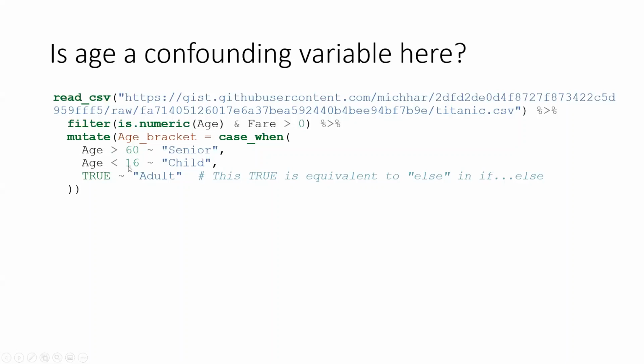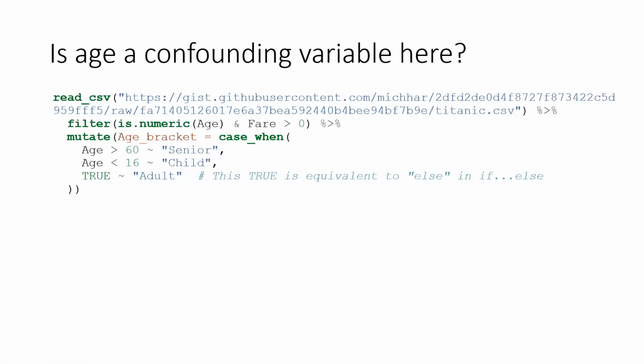If age is less than 16, then they're a child. And if none of those things are true, basically our else statement, then they're an adult. So this is a bit of a confusing way to show this. I personally prefer using if-else statements because this is a little bit counterintuitive. But just so you can see how you would do this in dplyr, this would be equivalent to having a long if-else statement for every passenger.